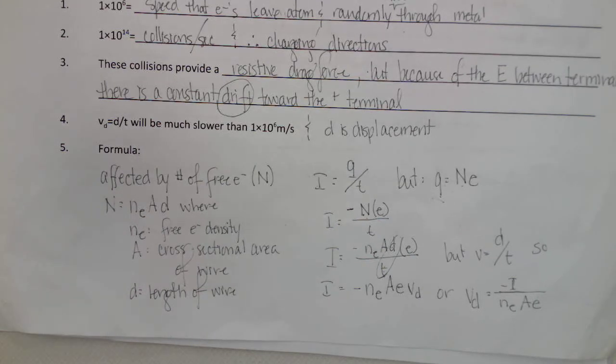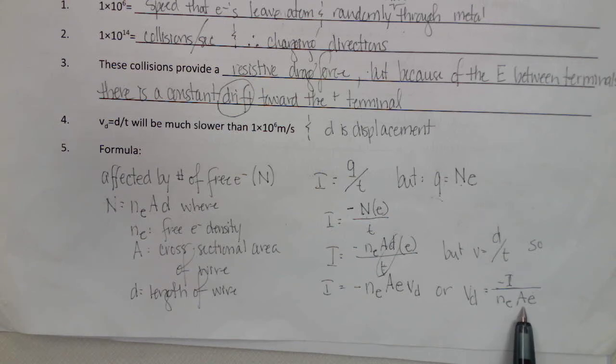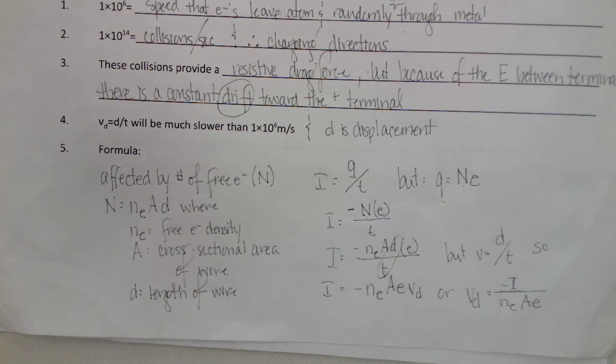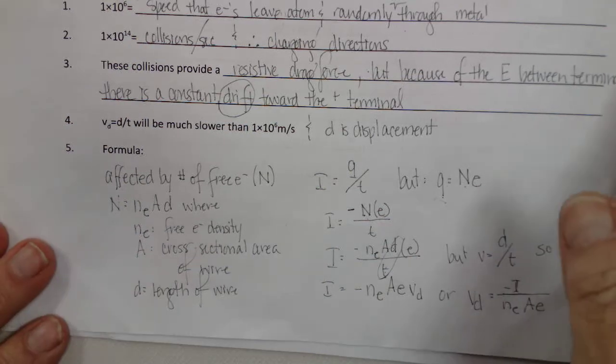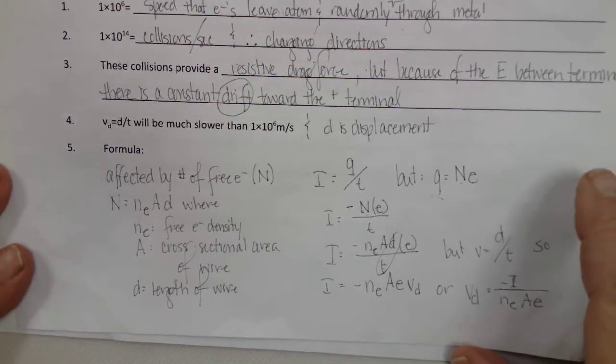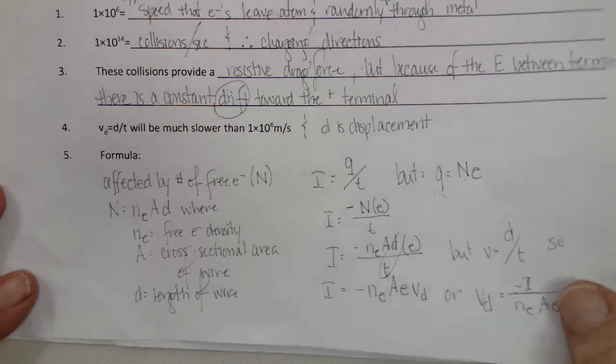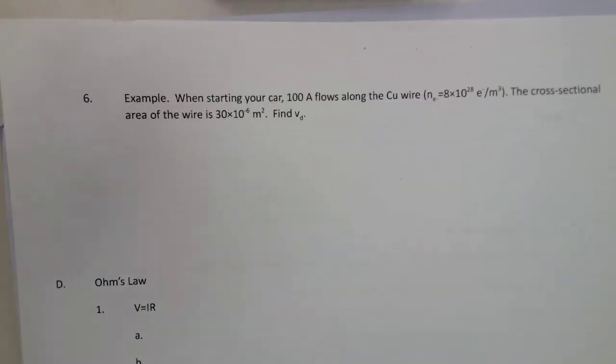And so my electron drift velocity is negative current all over the free electron density times the cross-sectional area of the wire times the charge on each particular electron. Okay, this is just an interesting way of looking at how electrons move across a wire. They don't run, and they move more slowly if there's just more getting in the way of it. So let's work through this and see what this looks like.